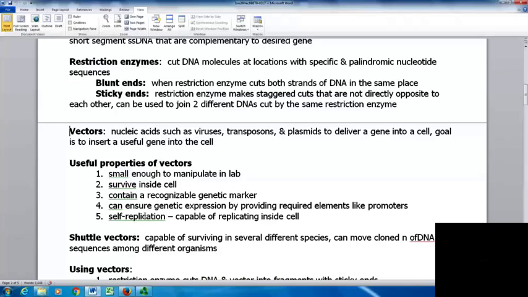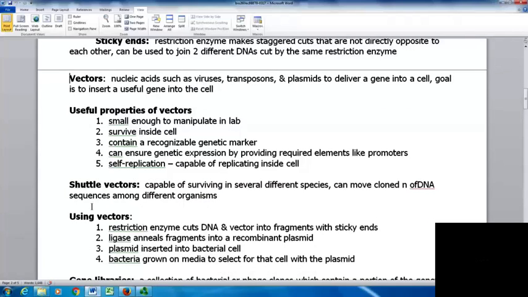They need to survive inside the cell. They need to have a recognizable genetic marker so we know when we've actually successfully put the vector in. You can ensure genetic expression by providing the required elements like promoters, and then they should be capable of self-replication inside the cell.